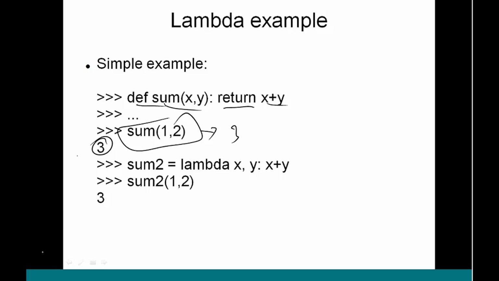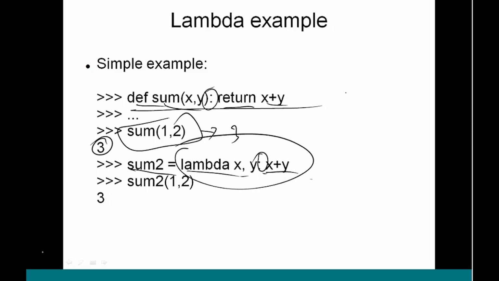If you want to use the lambda function, we can directly create sum2 equal to lambda x, y, and then we need to specify the colon, same as here, just x plus y. So this is just a shorthand representation of this definition, and then when we say sum2(1, 2), that's also the same.